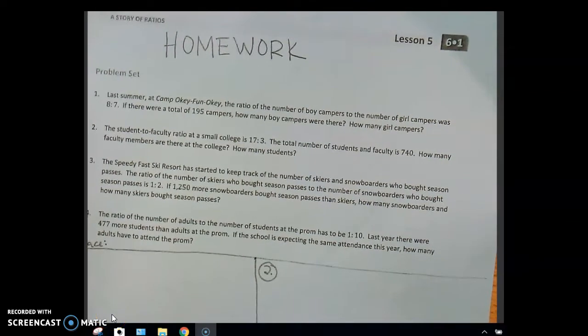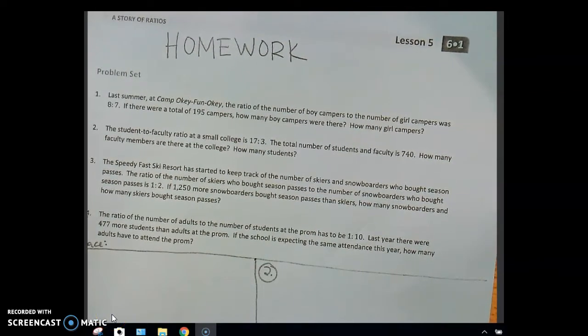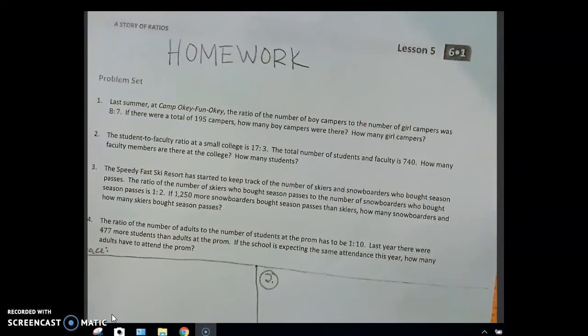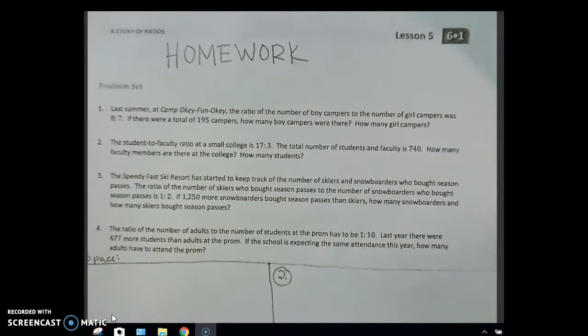Okay, today I am going to be going over Lesson 5, Problem Set, our homework for this evening. So we are still working with ratios, and if I'm having any trouble at all, I'm going to resort back to my color coding options and my directions that are in my math notebook about how to solve these word problems and these ratio things. Step 1 is always to read the problem completely.